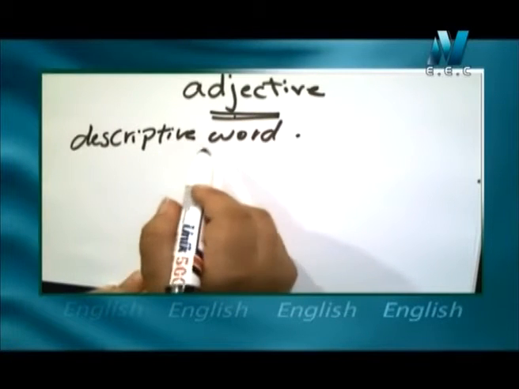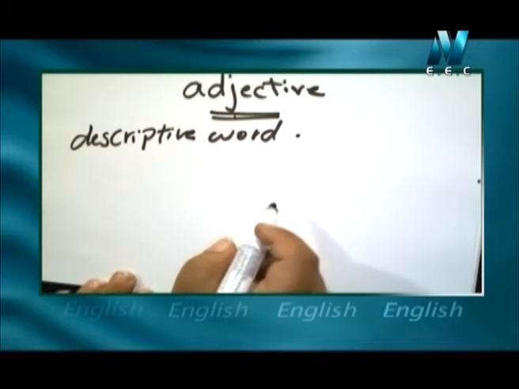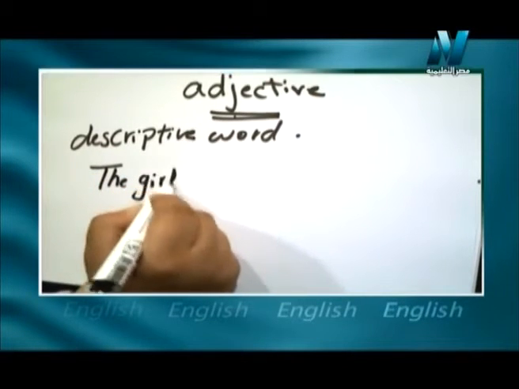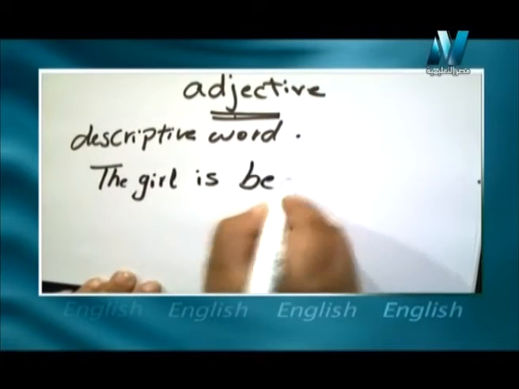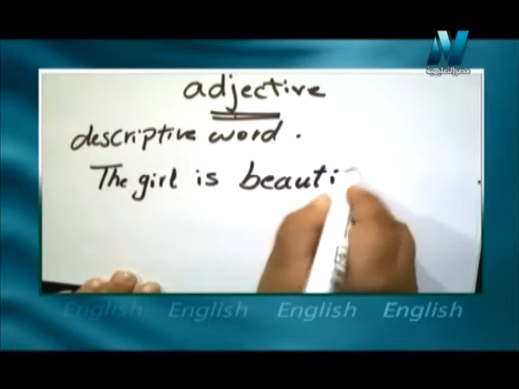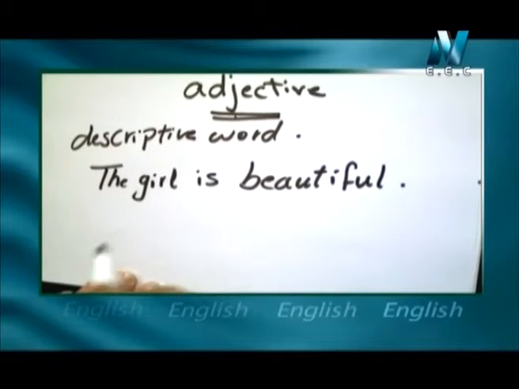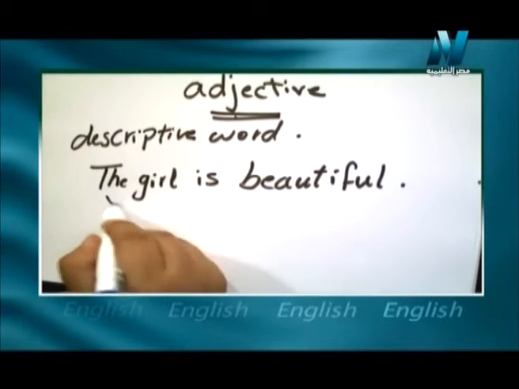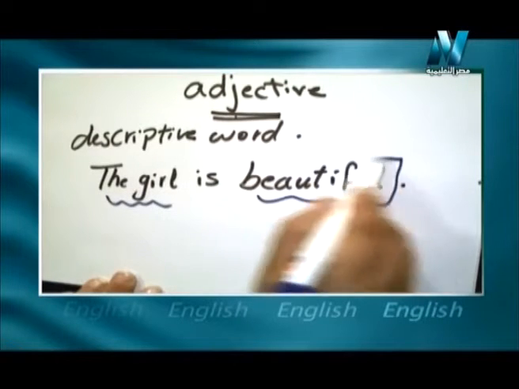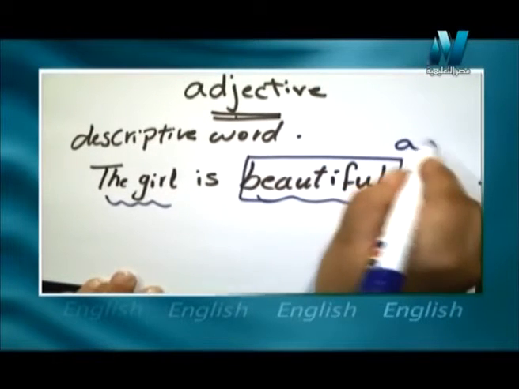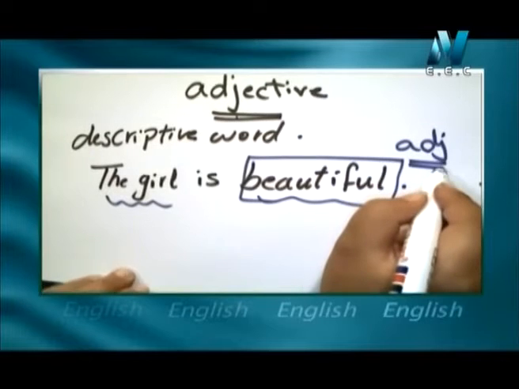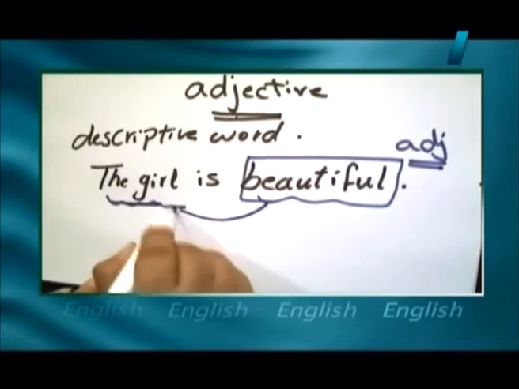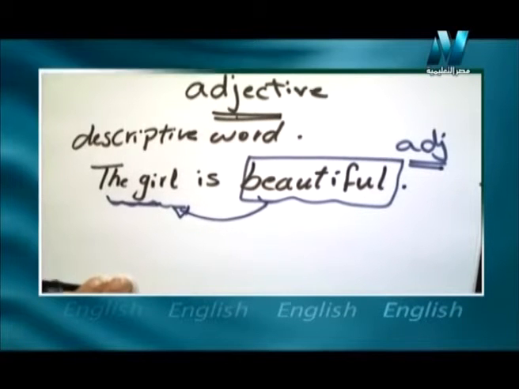كلمة بوصف بيها. For example, when I say the girl is beautiful. The girl is beautiful. I'm describing the girl that she is beautiful. Here is the adjective. The word beautiful. البنت جميلة. I'm describing بوصف البنت بإنها beautiful. جميلة.